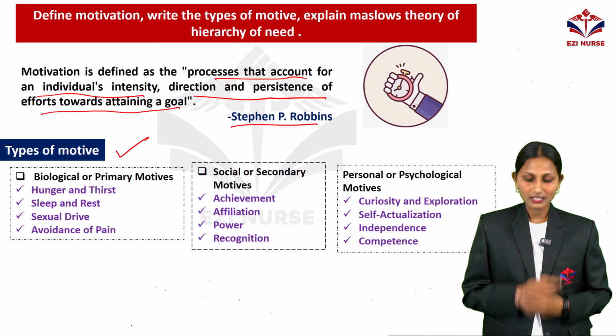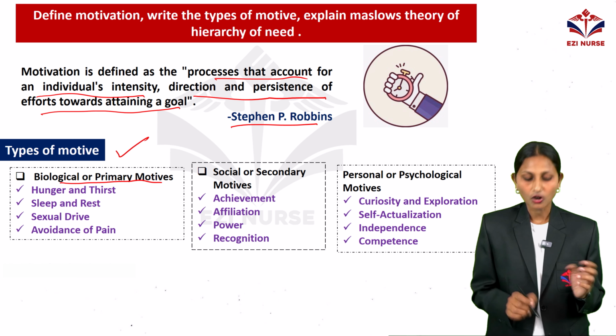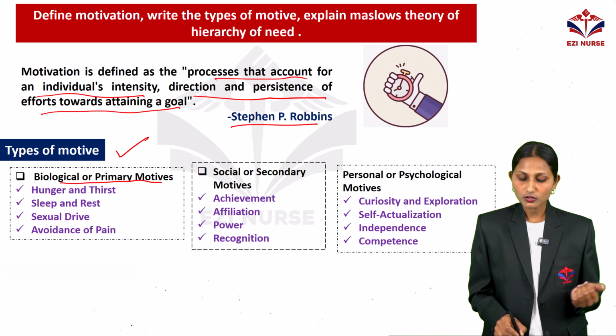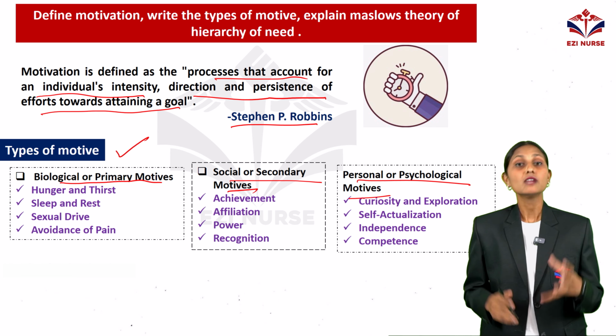Next, we will discuss the types of motive. There are basically three types of motive, as you can see. The first one is the biological or primary motive. The next one is the secondary and social motive. The third one is the personal and psychological motive.